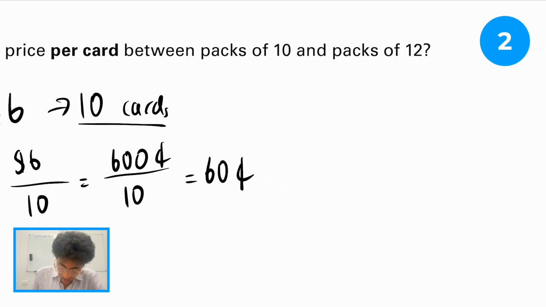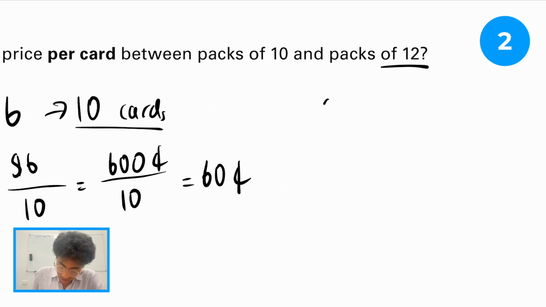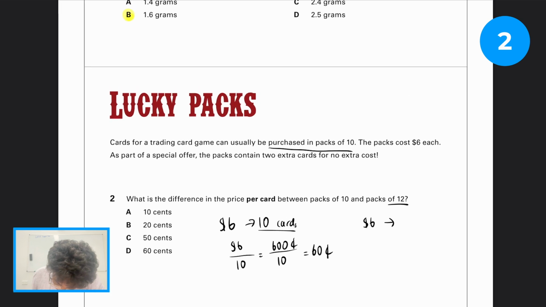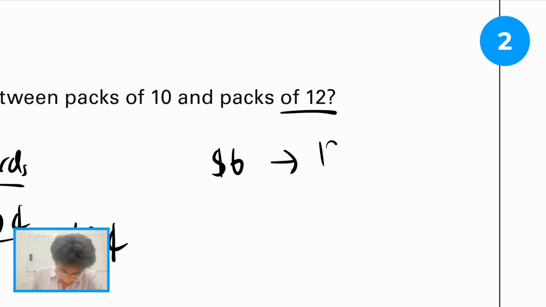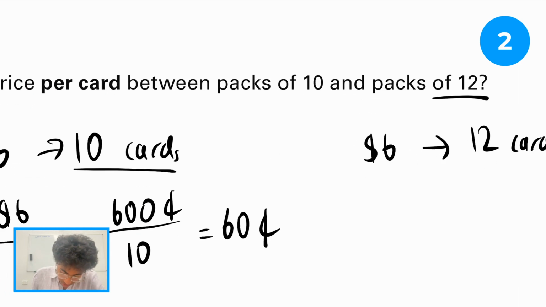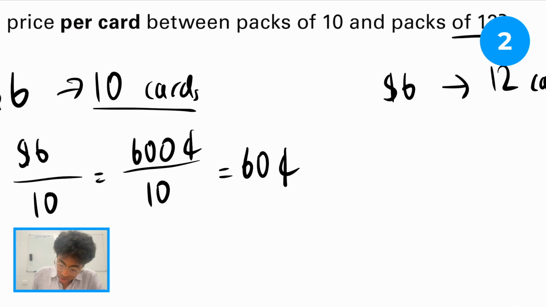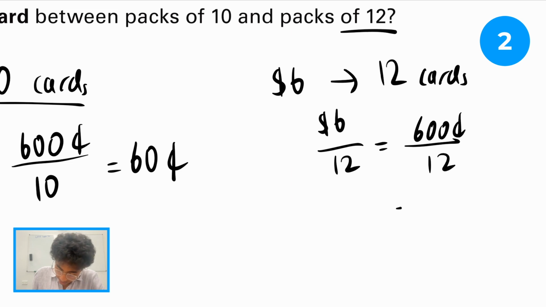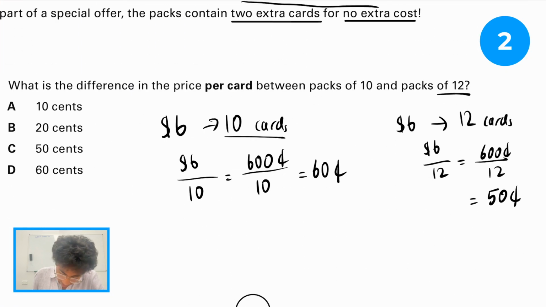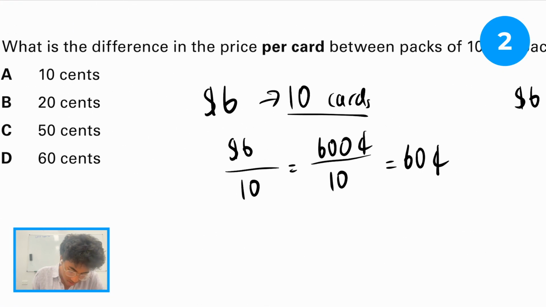What happens if we had packs of 12? That means $6, because think about it, we get 2 extra cards for no extra cost. That means $6 gets us 12 cards, right? So to find the price of 1 card in a 10 pack, we did $6 divided by 10. To find it in a 12 pack, we do $6 divided by 12, right? $6 is 600 cents, and we divide that by 12. So in the end, we get 50 cents per card. That means the difference is 60 minus 50. So our second answer is A.